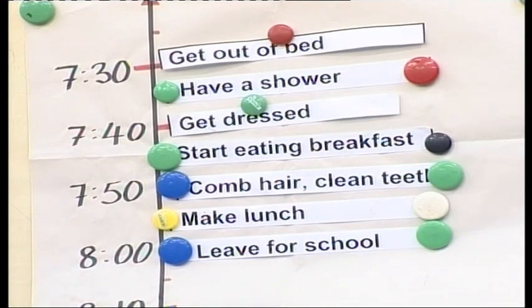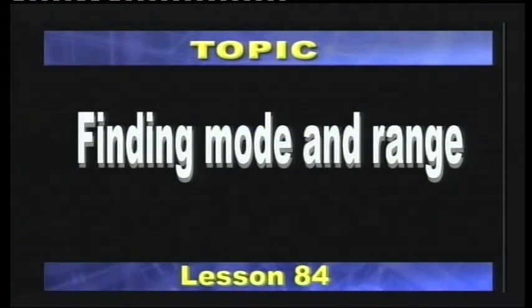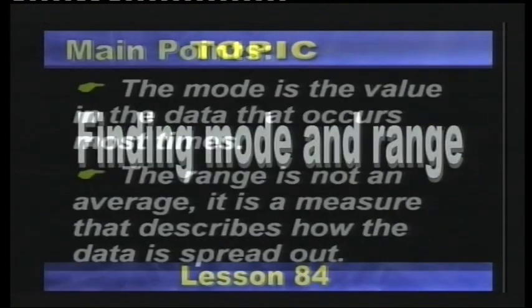Okay, we will now move on to our lesson topic for today. We are now on the new unit, which is on chance and data. This is the beginning of the new unit, and this is the first lesson. The topic is finding mode and range. So let's go through the main points on what we should be learning in our lesson for today.